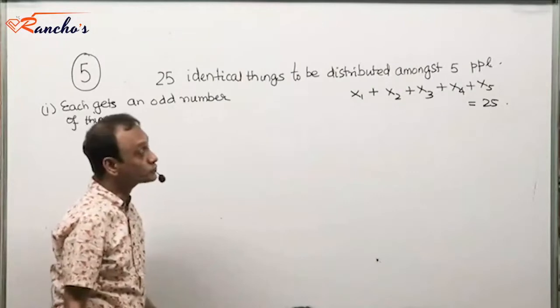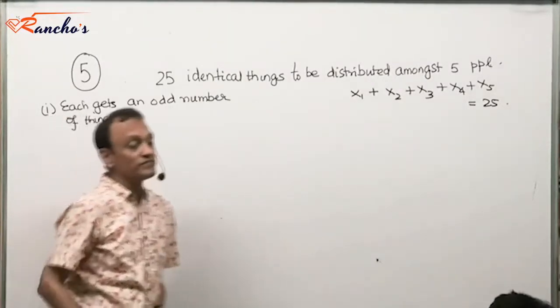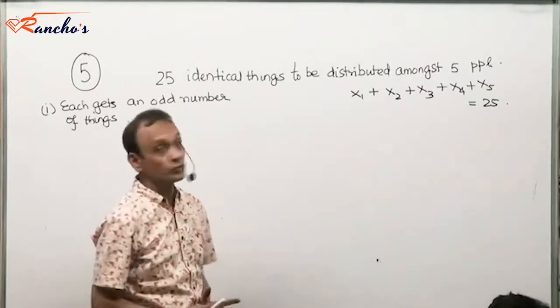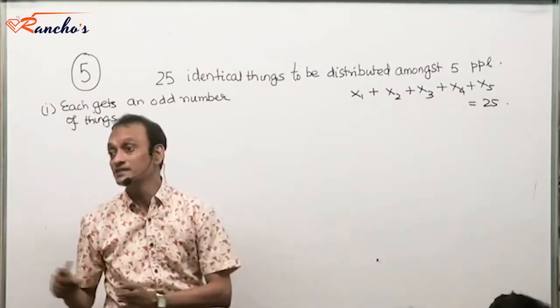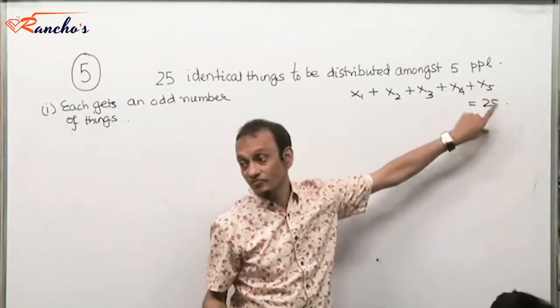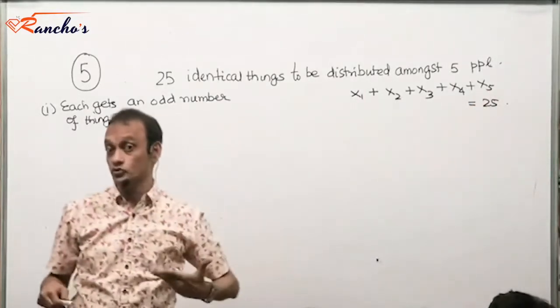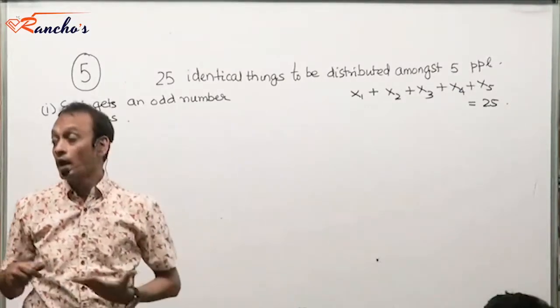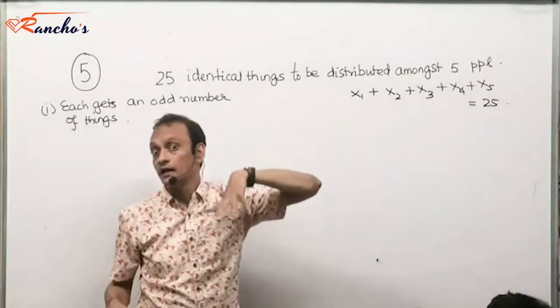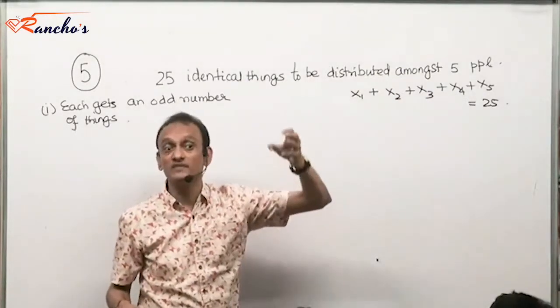Right now, if there was no constraint, if I was just seeking whole number solutions, then this would be n plus r minus 1 C r minus 1. 25 plus 5 minus 1 C 5 minus 1 will give me the number of whole number solutions. But that's not what I'm seeking. I'm seeking solutions in which the xi's are odd numbers. I mean, xi's could be 1, 3, 5, etc.